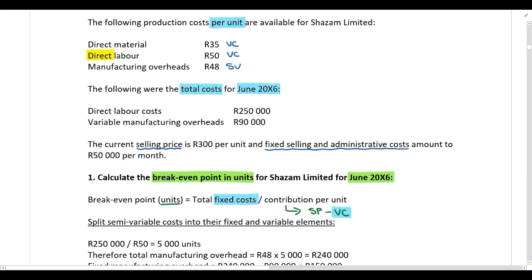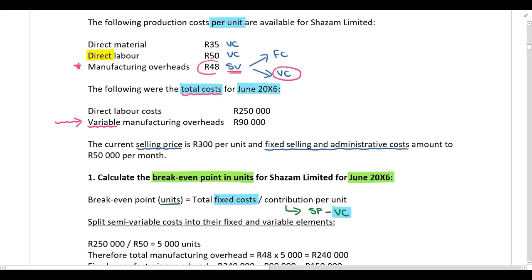Now, before we can calculate the break-even point, we are obviously going to have to split the semi-variable cost into its fixed portion and variable portion. Then just below, we were given some total costs for June. And the reason why we were given these total costs is to help us split this semi-variable cost into the fixed and variable portions. Why am I saying that? Well, we said that this manufacturing overhead is a semi-variable cost. Now, just below, you've been given the variable manufacturing overhead in total. So we know what the variable portion is.